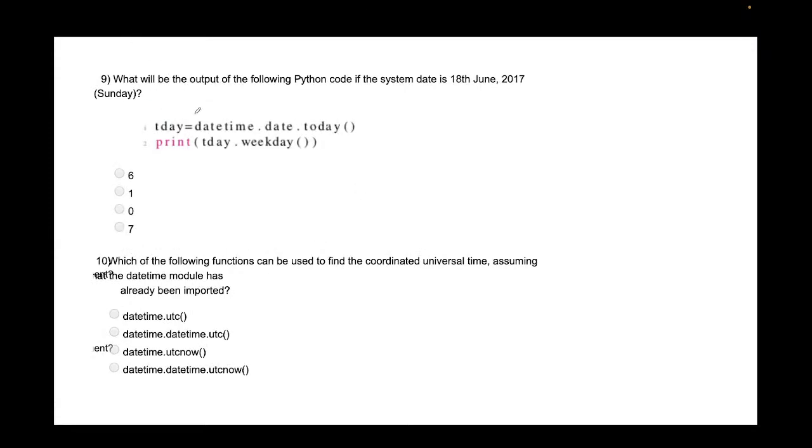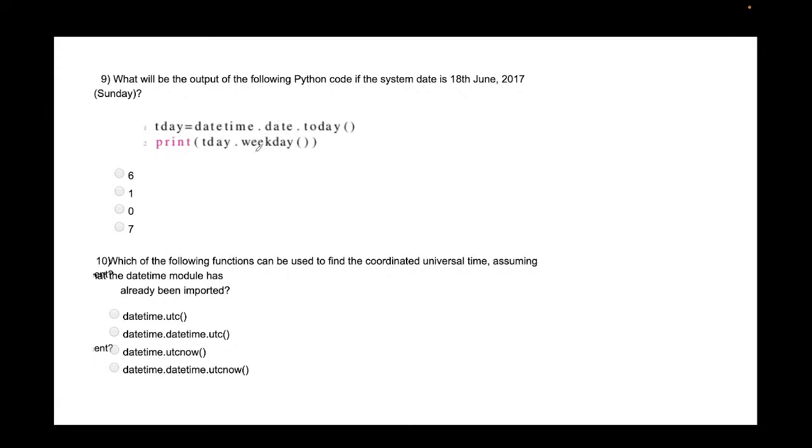So question number 9, what will be the output of the following Python code? The system date is 18th June 2017, that is a Sunday. So in the code, in an object tday, the today functionality is used under this date library.